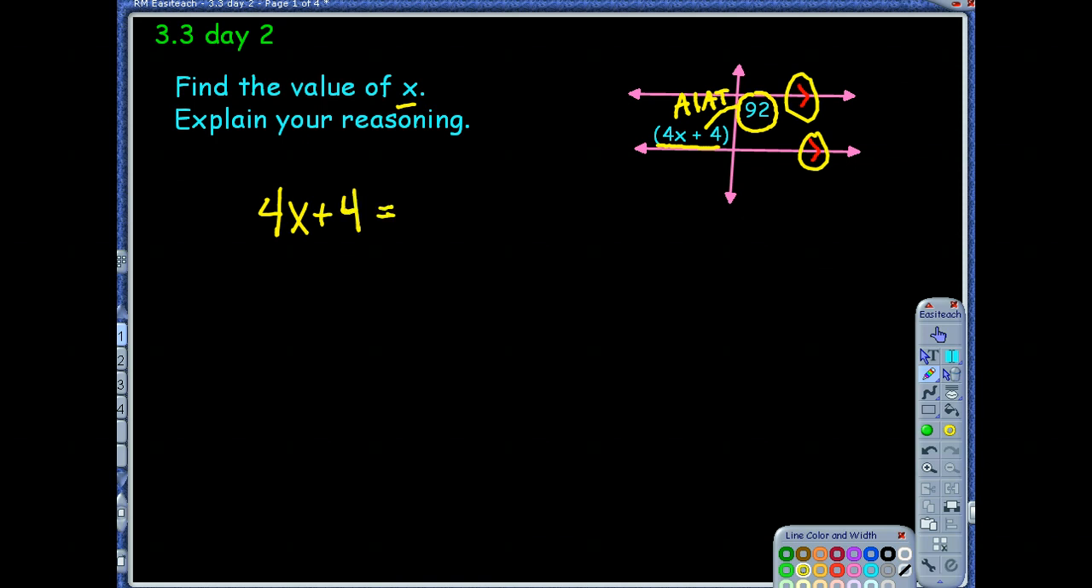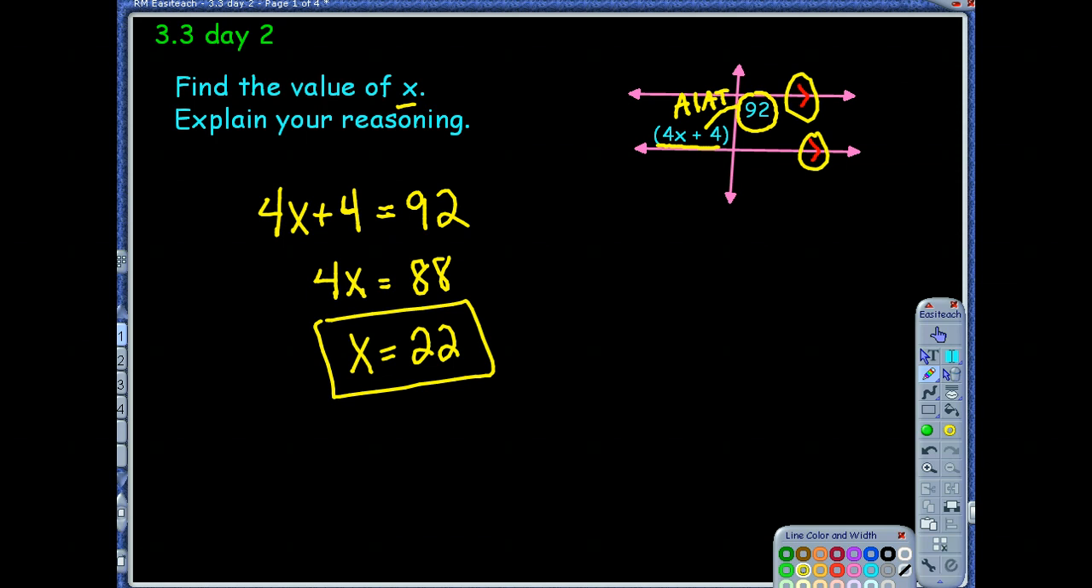4x plus 4 is equal to 92. And then from there we can go ahead and solve, and we'd end up with 4x is equal to 88. And when we divide both sides by 4, x is 22. X is 22. All they asked for was the value of x, so we already have our value of x. Okay.